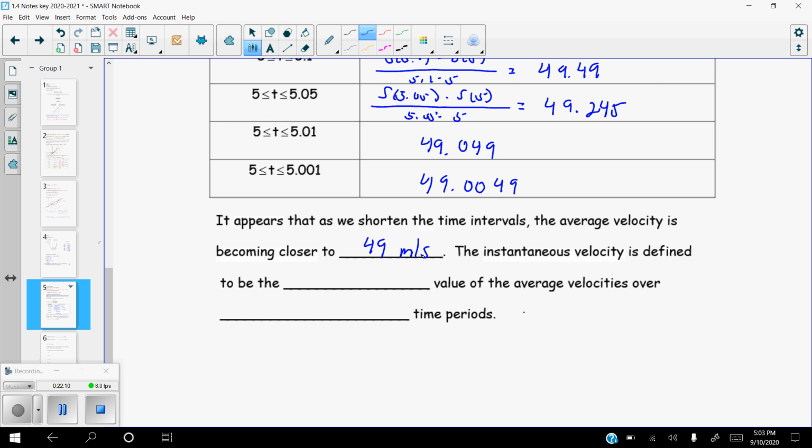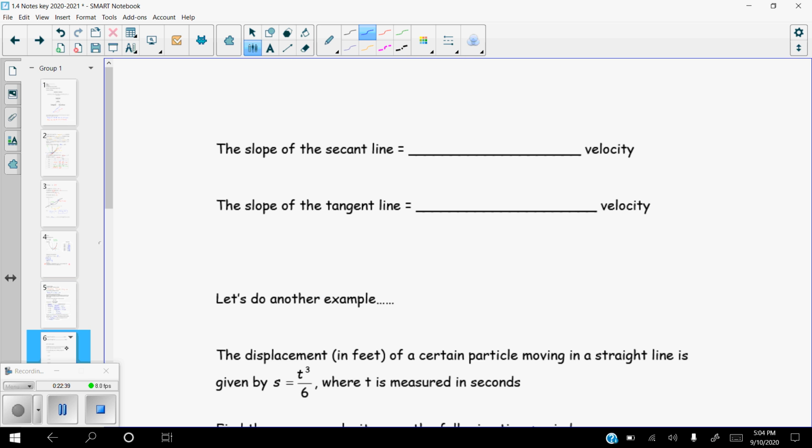So the instantaneous velocity is defined to be the limiting value of the average velocities. So the average velocity, average slope. Instantaneous velocity, tangent slope. Same idea. And we're going to do those over smaller time periods. Okay, I hope that makes sense. Let's do one more and then we'll finish this video off.